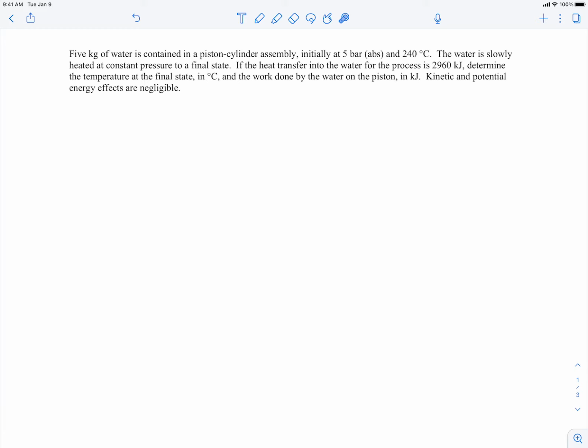In this example, we're told we have 5 kilograms of water in a piston cylinder assembly, so let's sketch that out. Here's our cylinder, our piston, and we have some water in here. The water is going to be our system, so we'll put a dashed line around that. We're also told the mass is 5 kilograms. And it's initially at a pressure of 5 bar and 240 degrees C.